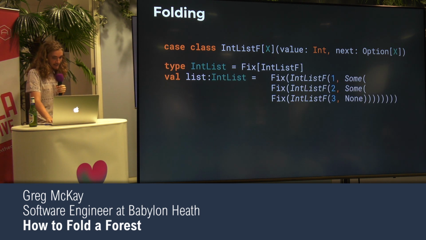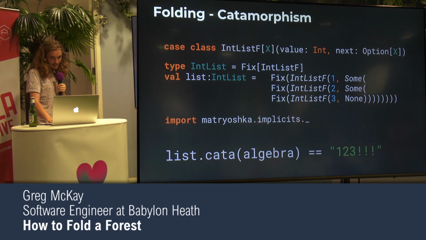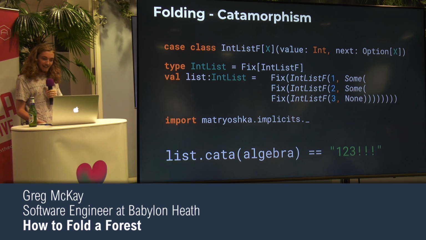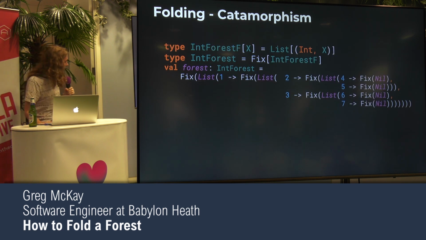Okay, so here is an int list. Again, we have to put this fix everywhere. And then we can just import this magic Matryoska thingy and call .kata on the list, and we get the toString value of fold. Okay, so how do we fold a forest?